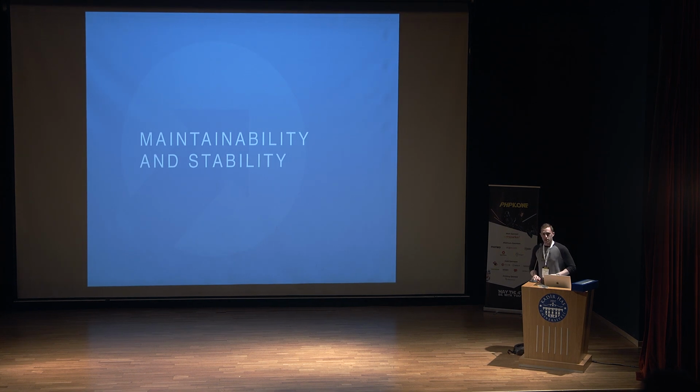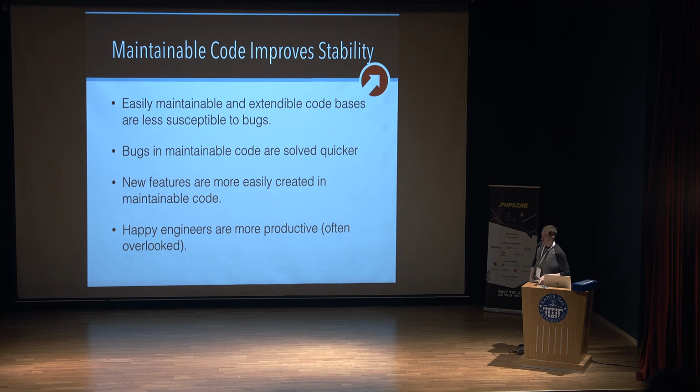So let's talk about maintainability and stability in WordPress. It is my point that maintainable code improves stability. When we build applications that are easily maintainable and extendable, those applications are likely less susceptible to bugs. When bugs do occur and our code has been written in a maintainable way, they're quicker for our teams to solve. It's much easier to add new features to maintainable code bases.